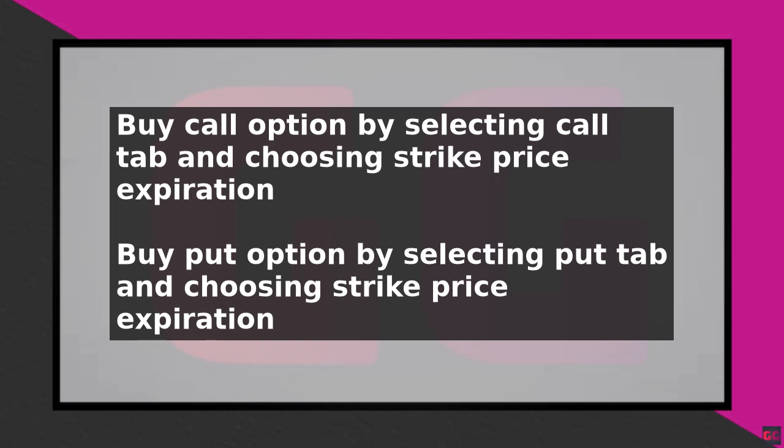If the stock price goes below 50 before the expiration date, you can exercise the option and sell the stock at 50, then buy it back at the lower market price.